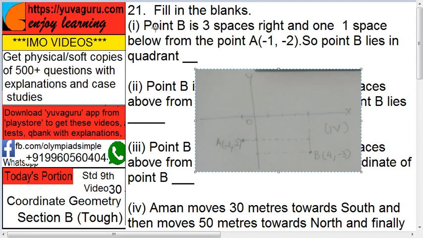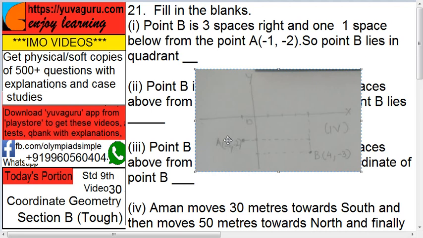Point B is 3 spaces right and 1 space below the point A. Now the coordinates of point A are given: -1, -2. So point B lies in which quadrant? Sure, it's like this. This is the y-axis, this is the x-axis. Now where is A? -1, -2. So -1 for x and -2 for y. So it will be in the third quadrant.